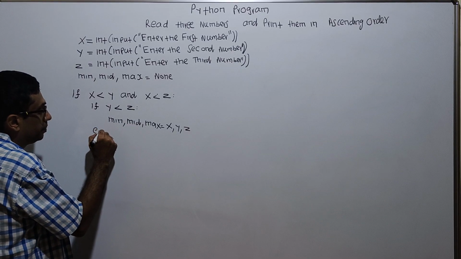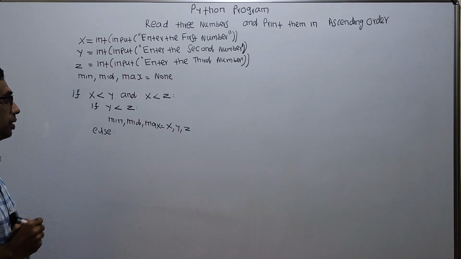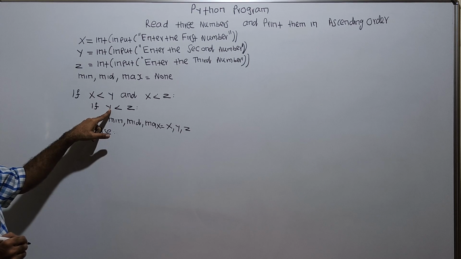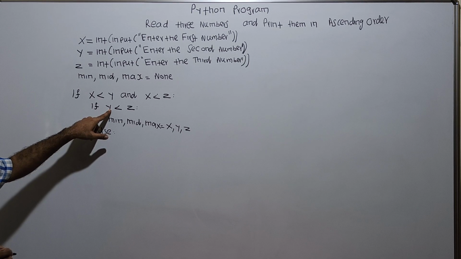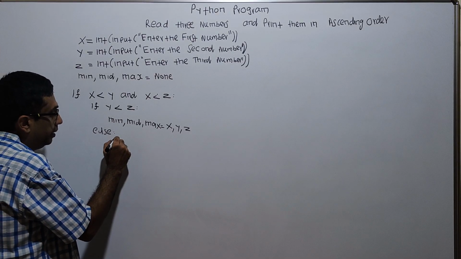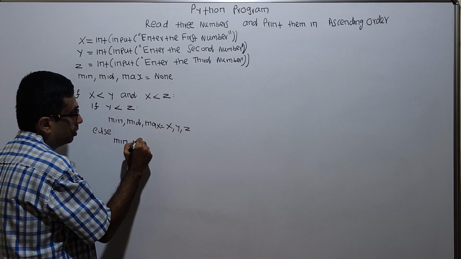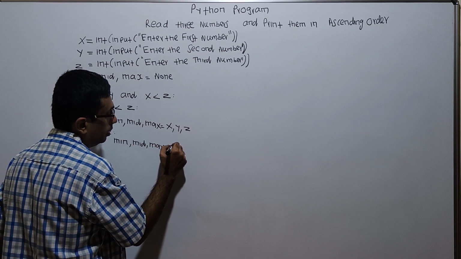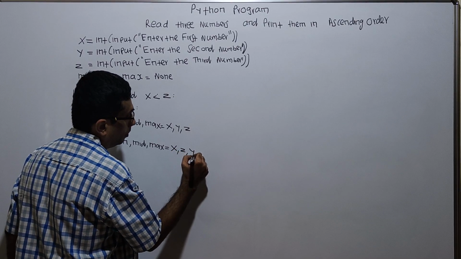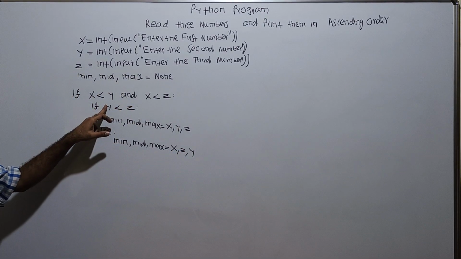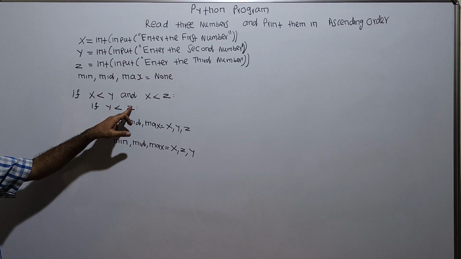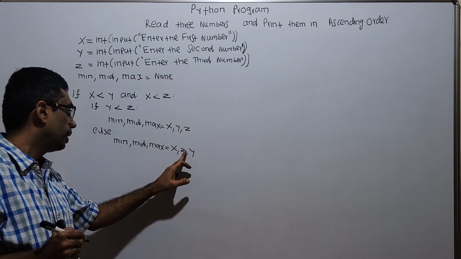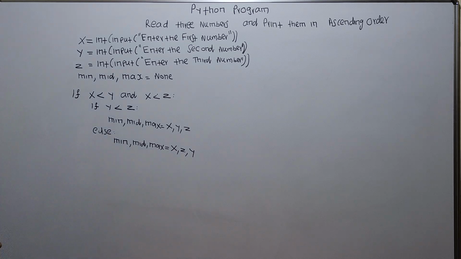Here I am writing an else. So in this statement, y is not lesser than z. That means z is lesser than y. In this case, I am writing min, mid, max equal to x, z, y. So z is lesser than y. In this case, y less than z is false, and the control will come to the else part. I am assigning x as the min, z as the mid, y as the max.